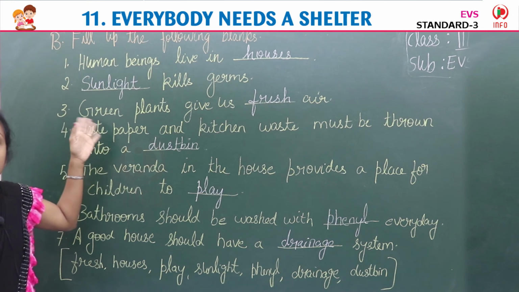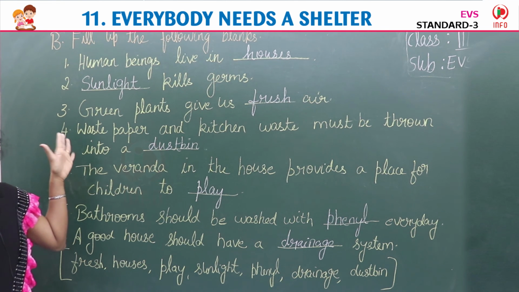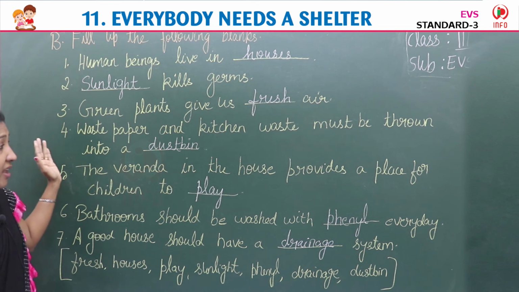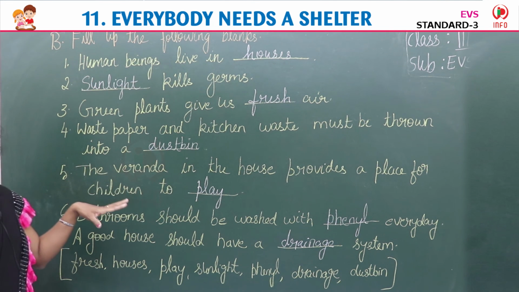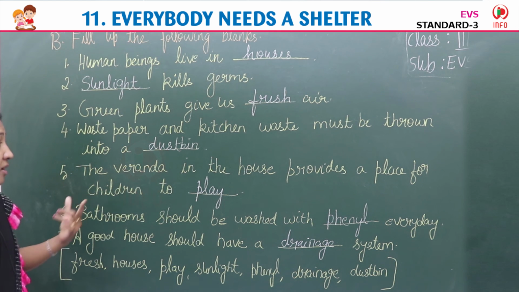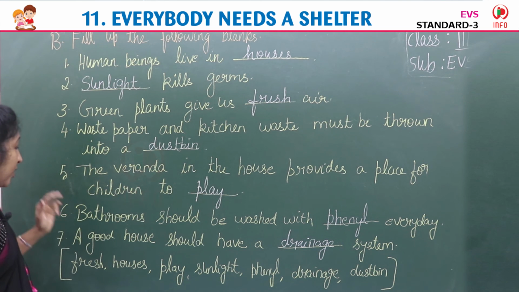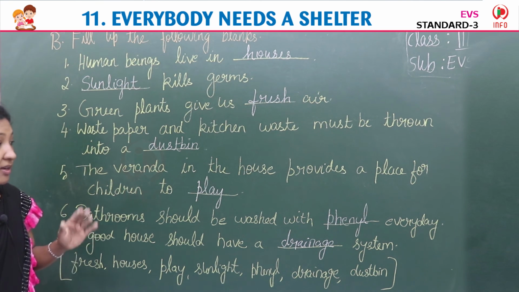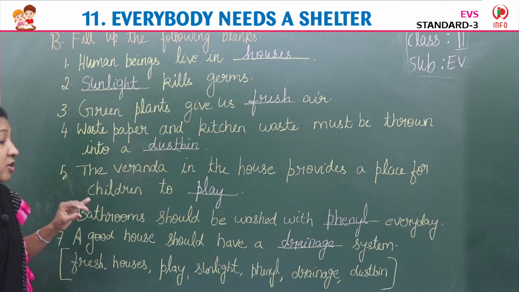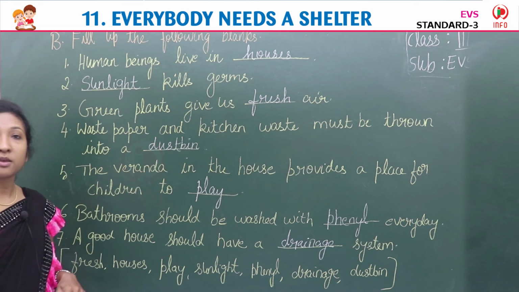Okay, so human beings live in houses. Next, dash kills germs, sunlight. Third one, green plants give us dash air, fresh air. Fourth one, waste paper and kitchen waste must be thrown into a dustbin. Fifth one, the veranda in the house provides a place for children to play. Sixth one, bathrooms should be washed with dash every day, with phenyl. Last one, a good house should have a dash system, a drainage system. Okay children?